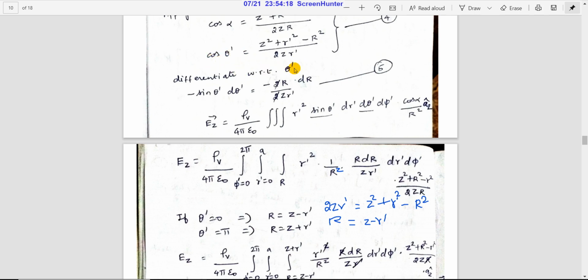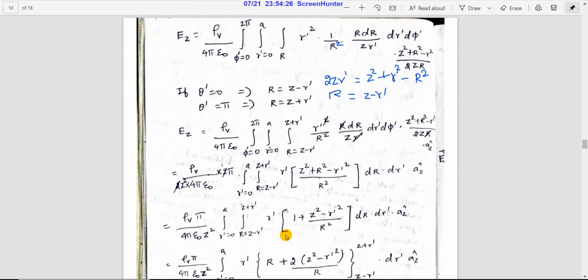Now also, if you apply the limit of pi for theta dash, cos pi will be coming as minus 1. So if you cross multiply this and rearrange like this, then you will be getting the value of z plus r dash. So our limits are going to be r is equal to z minus r dash to z plus r dash.